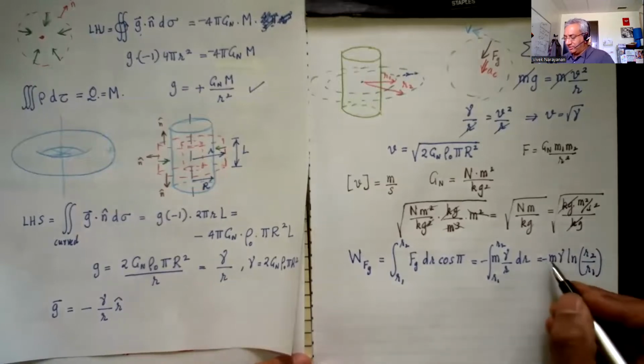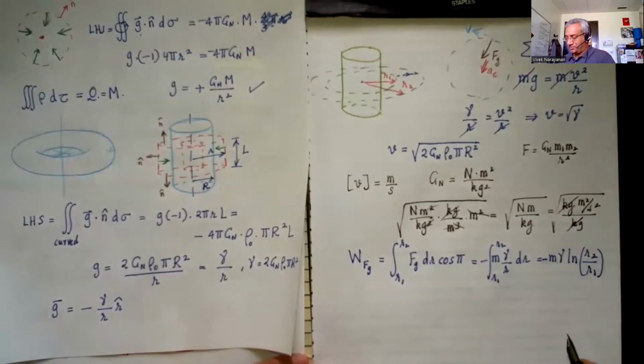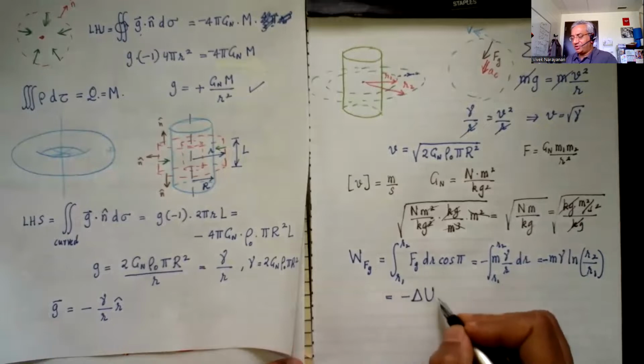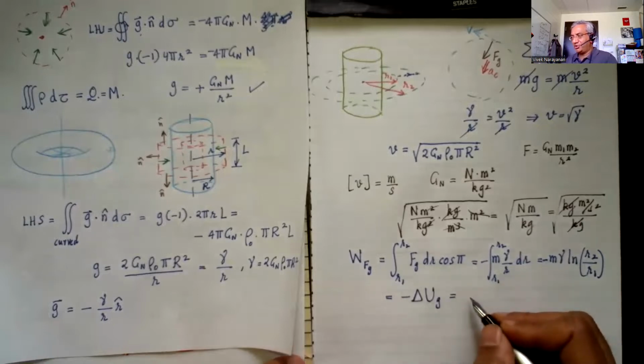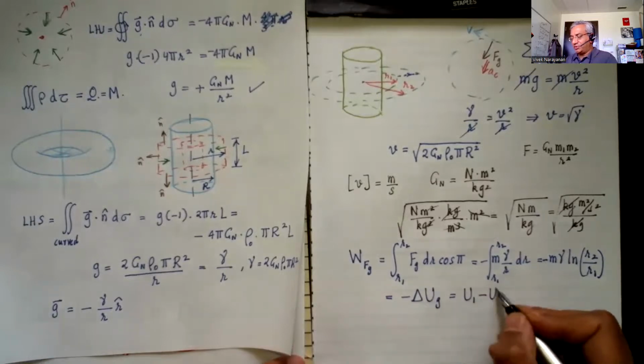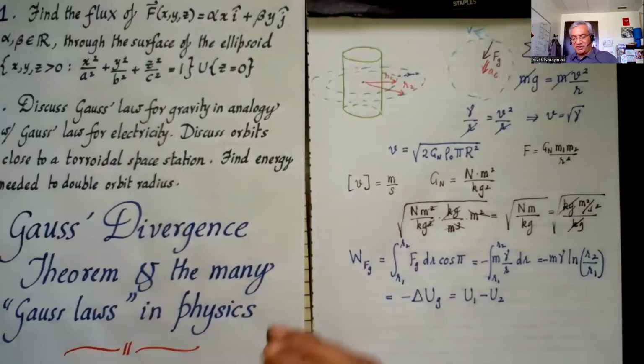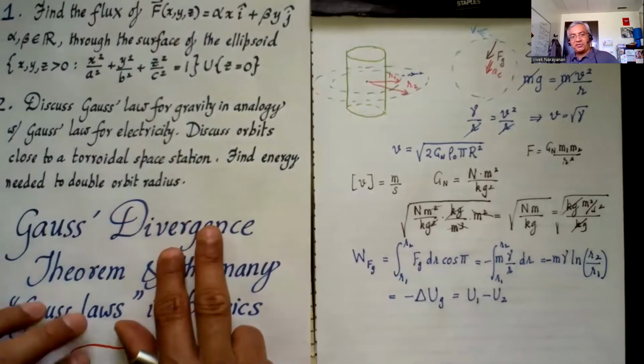This shows you immediately that there's something weird about this problem. You can't escape. This infinite cylinder will trap you forever. And by definition, this is negative. The work done by gravity is the negative change in the potential energy. So that's going to be U1 minus U2 because of the negative sign. So we have found the change in the potential energy. So what did I want? Let me check. Find the energy needed to double the orbit radius. All right.